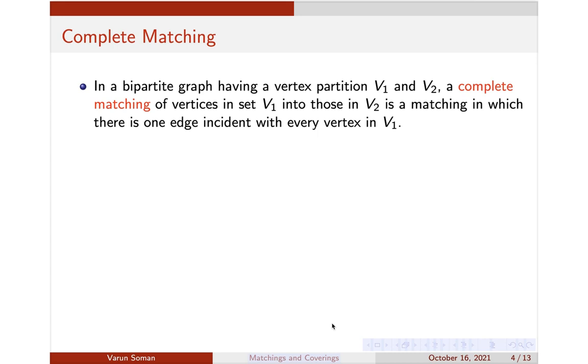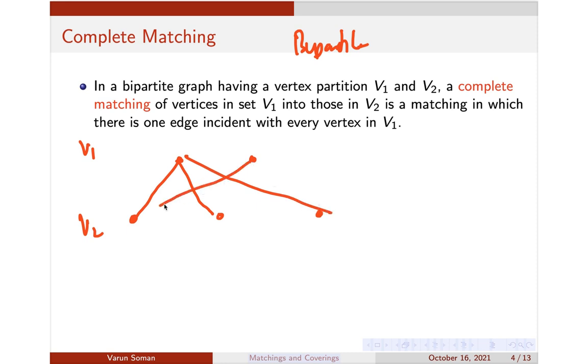Now we will discuss complete matching in the context of bipartite graphs. For example, I have a bipartite graph like this. Suppose this is a bipartite graph. It contains two vertex sets, V1 and V2, and suppose the edges are like this. Suppose these are my edges like this.